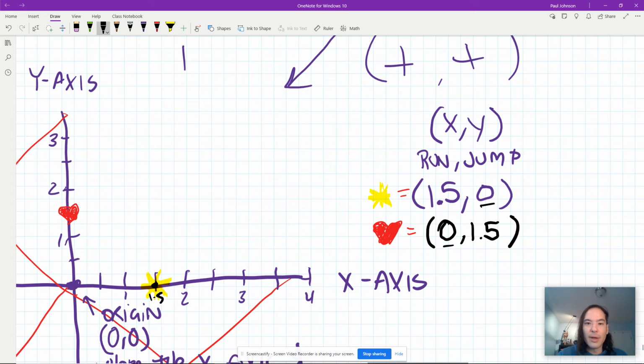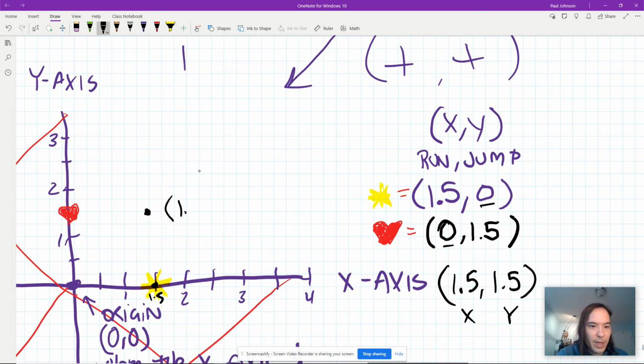All right. Now, if I wanted to put a random point somewhere, I could do that. Let's say I wanted to do 1.5 and 1.5, right? Let's say that that's my x and that's my y. So I'm going to run 1.5 on my x. I'm going to jump 1.5 on my y, and then that puts me at 1.5, 1.5. This is, of course, my x number, my y number.